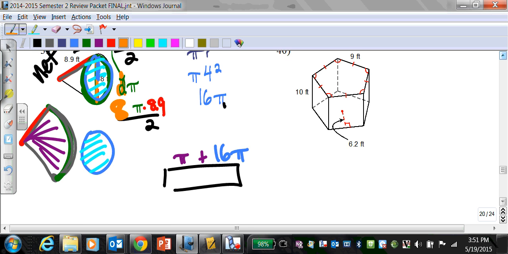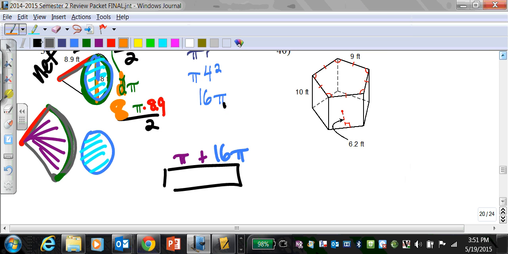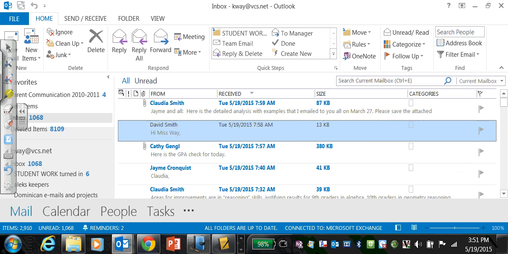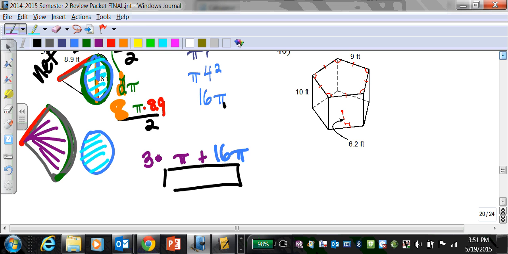Okay, so now we're going to come right here, and we're going to go 8 times 8.9 and divide by 2. Or technically we could do 4 times 8.9, same thing. So 8.9 times 4, we get 35.6. That is the striped area. Let me double check that. Yes, 35.6. And then we add the 16.